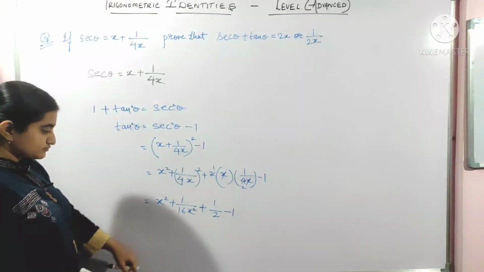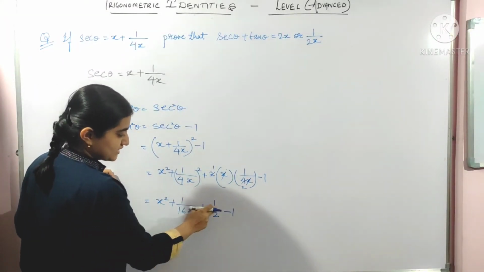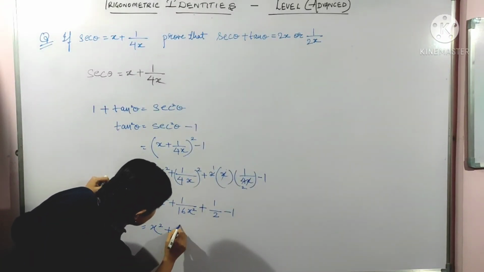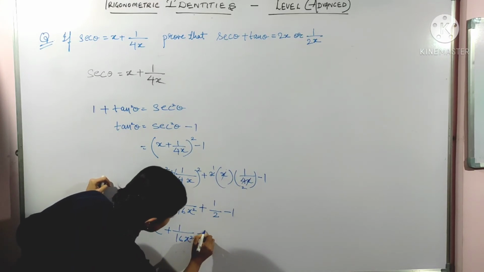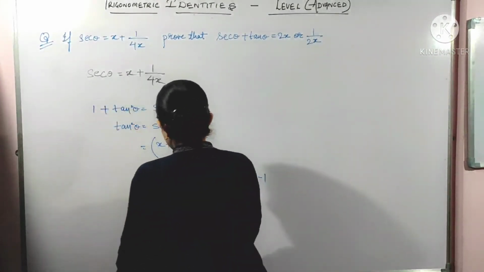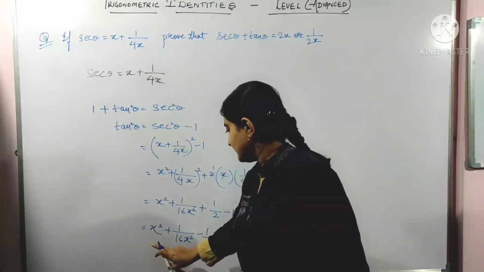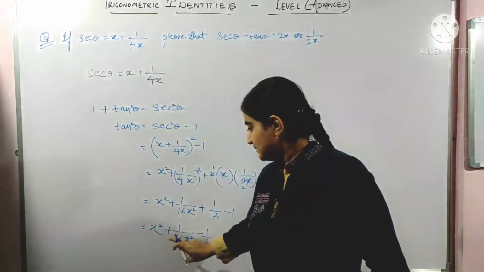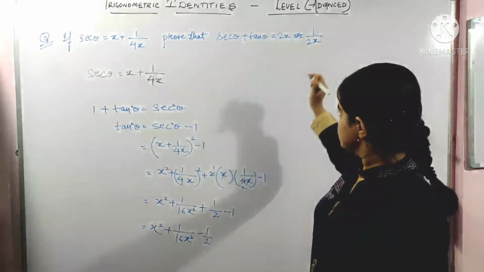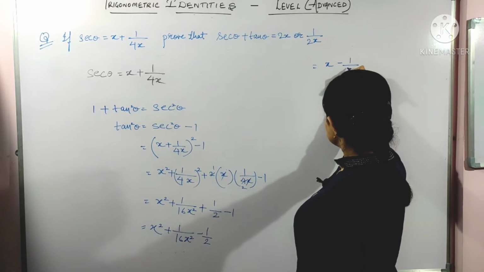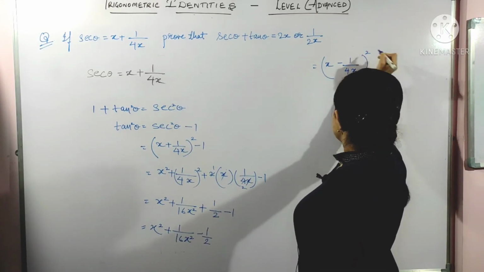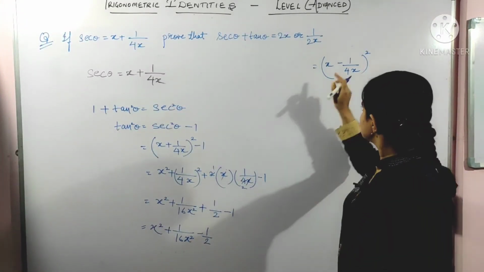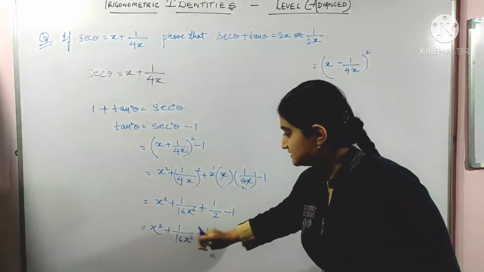So what will we do here? x squared plus 1 upon 16x square. So here the 1 will become minus 1 by 2. So x square plus 1 upon 16x square minus 1 by 2. If you look at this, what do you get? A plus b whole square got converted to a minus b whole square, isn't it? See here, x minus 1 upon 4x whole square. See, x square, minus 2 times this, which is minus 1 by 2, and this is b square.